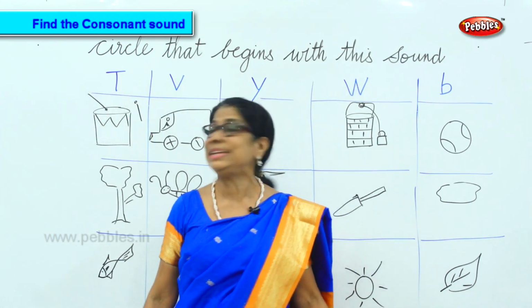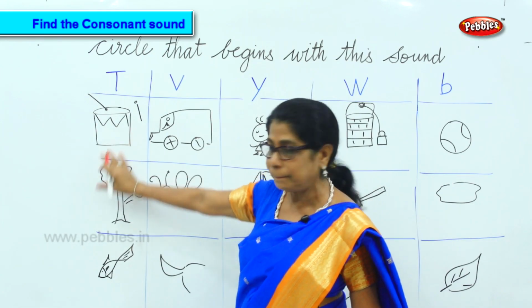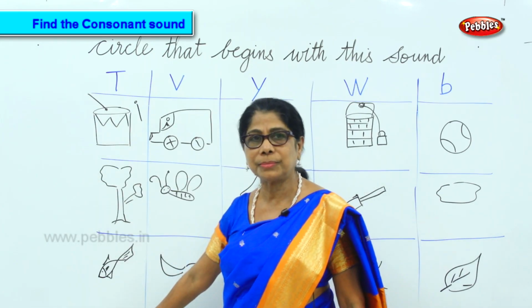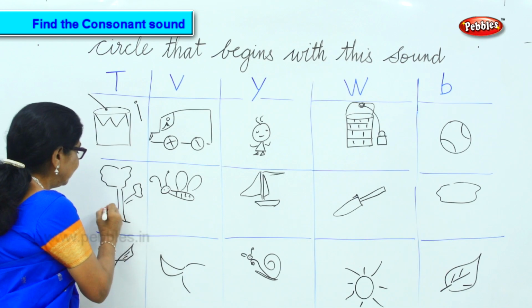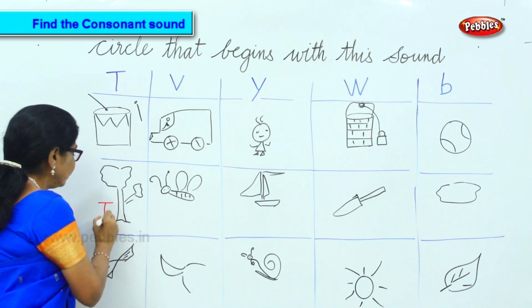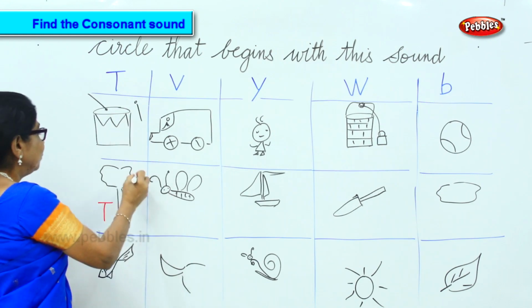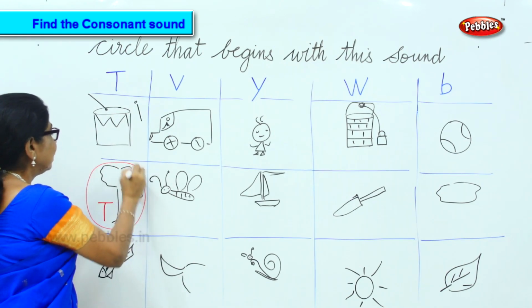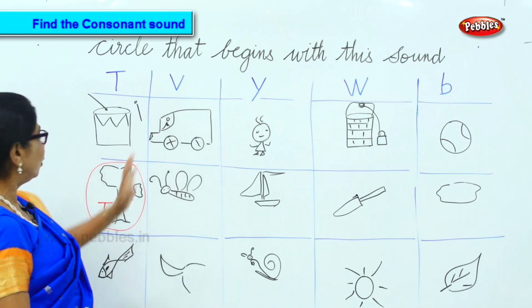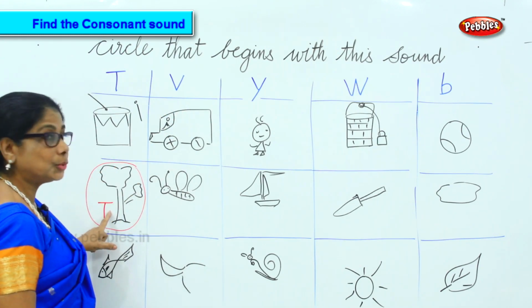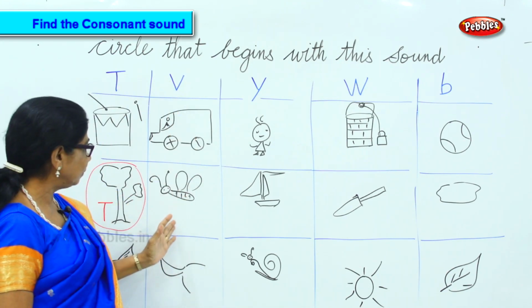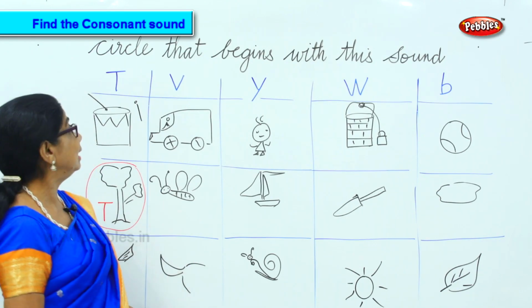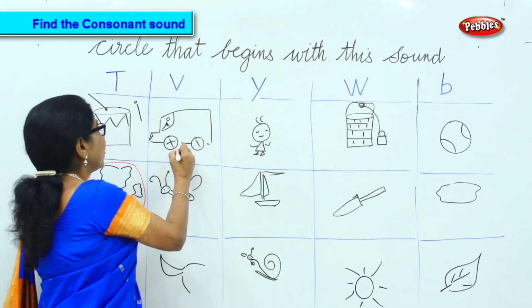T sound. T. Now we have here drum, tree, fish. So what is it? Very good. Tree. T. Tree. So circle tree. Now this tree begins with the sound T, and that's what we have done. Now we have here van, bee, tail. So V. V for van, and we circle.